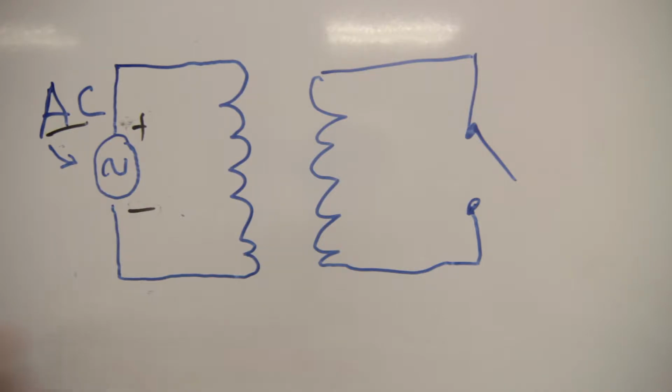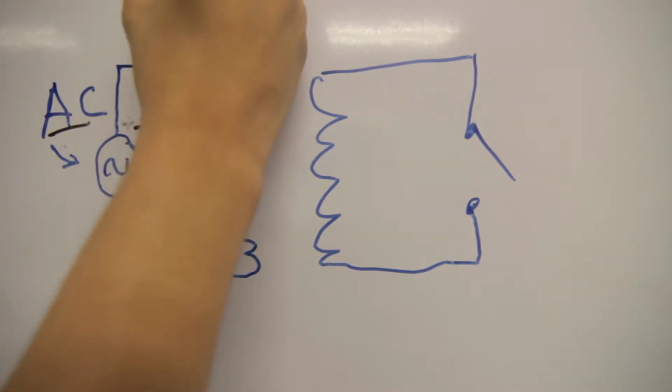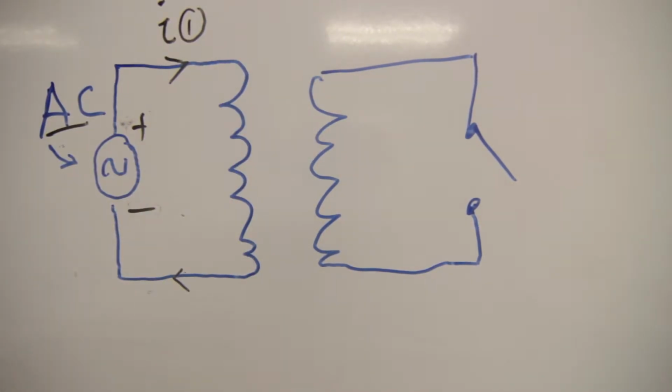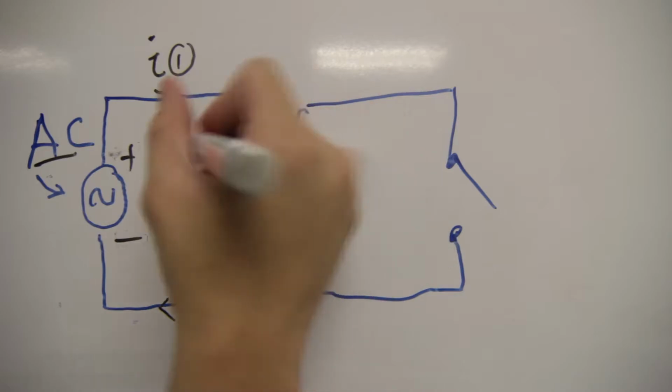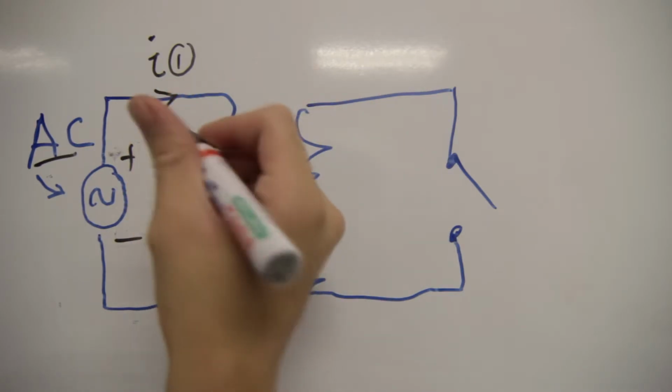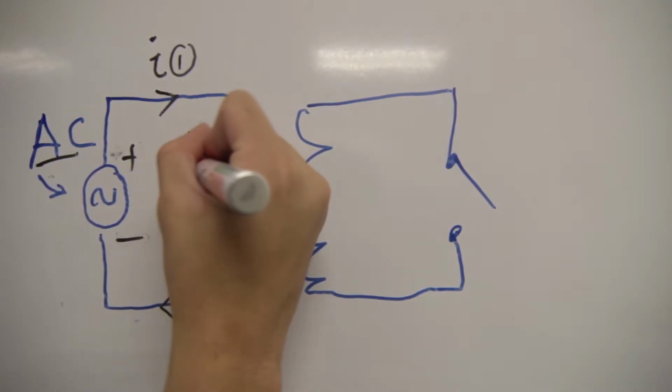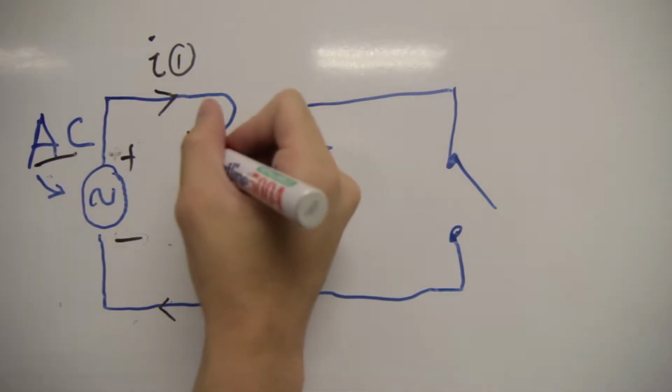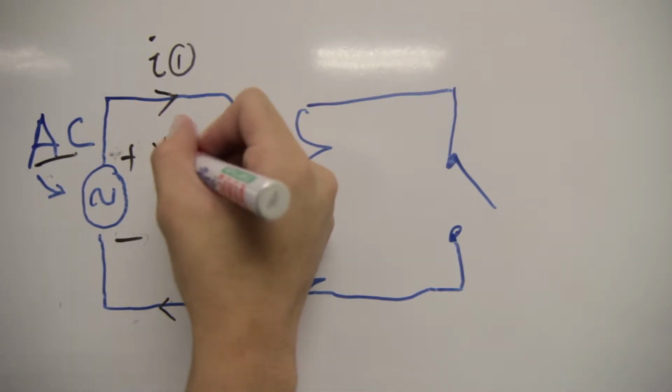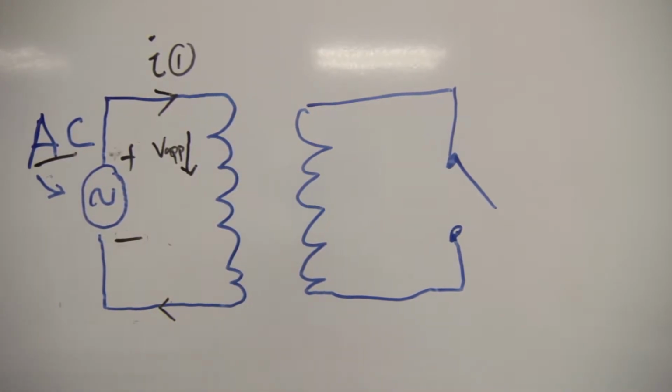I will draw an arrow or two indicating the direction of the current. This circuit is powered by an AC power supply. Therefore, there's a supplied voltage in the same direction as the current. So it's going downwards, and I'll call that V app because supplied is too long.